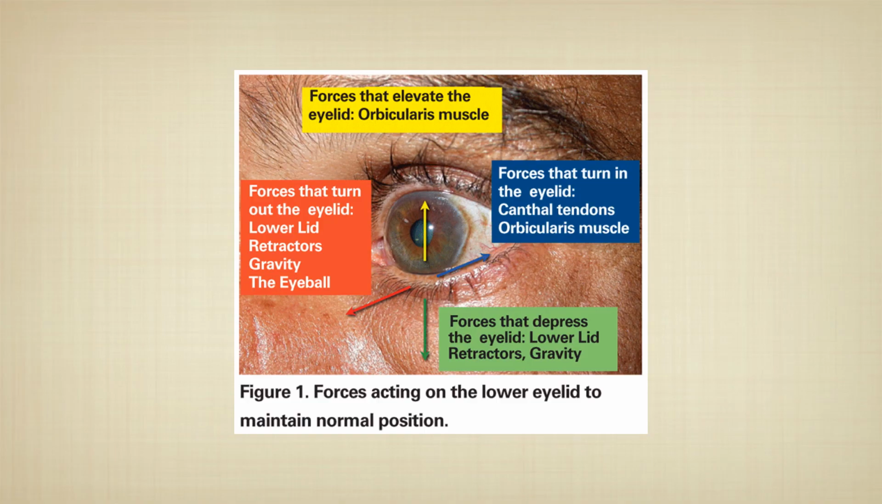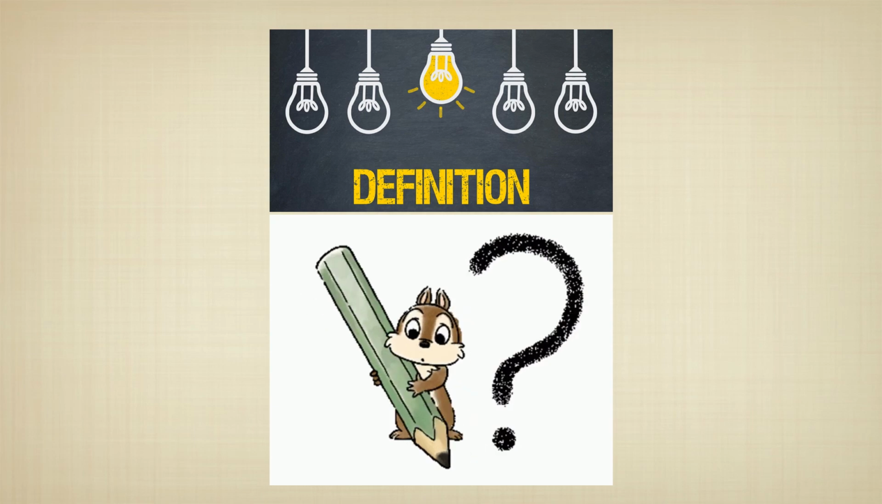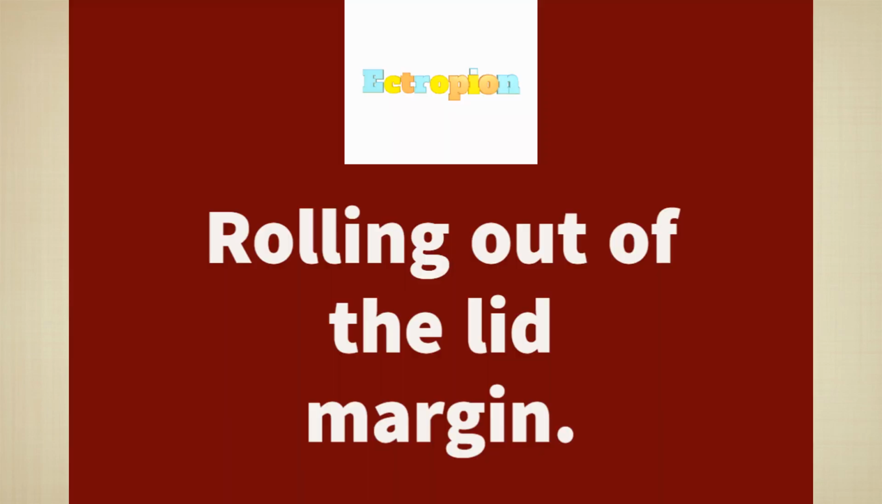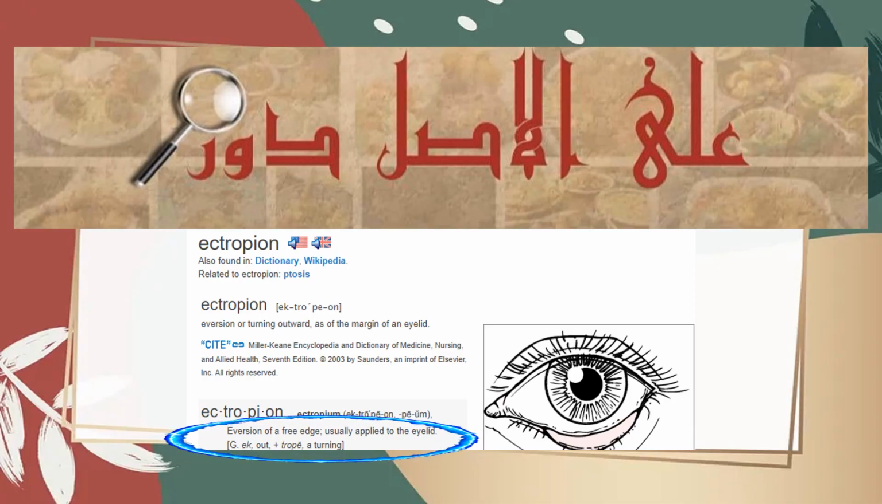This diagram illustrates the forces acting on the lower eyelid to maintain normal position. The definition of ectropion is rolling out of the lid margin. Concerning the linguistic origin, this is the linguistic origin of the term ectropion.